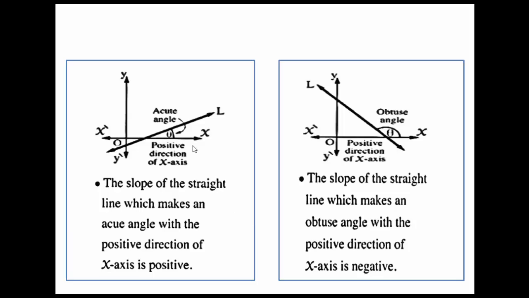Again, if the angle made by the intersection of straight line L with the x-axis is acute, the slope will be positive. If the angle made is obtuse, then the slope will be negative. Acute, the slope will be positive; obtuse, the slope will be negative.